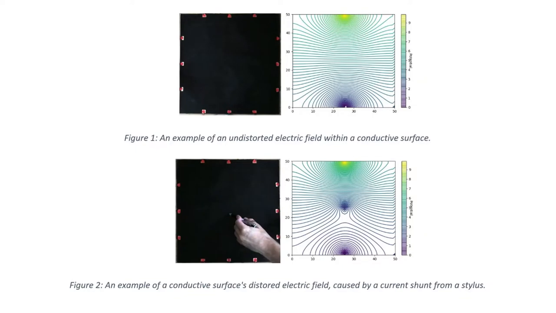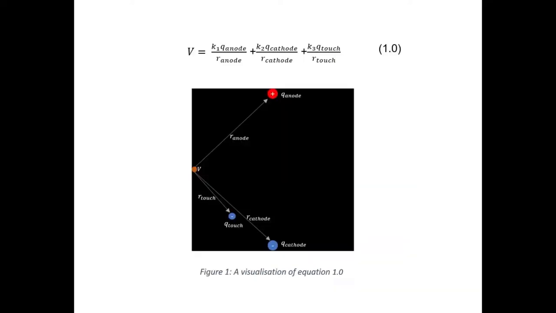This is an example of the electric field before and after being touched by the stylus. In order to determine the position of the touch, a mathematical relationship needed to be obtained which relates the measured voltages at the sense electrode and its distances to the touch location when being touched. An approximation of this relationship can be visualized in this diagram and equation. However, the constants of this equation are unknown and vary depending on the surface.